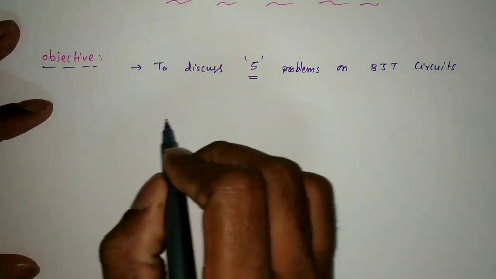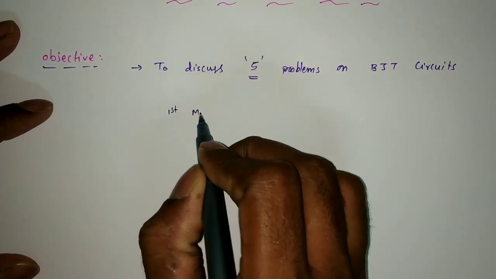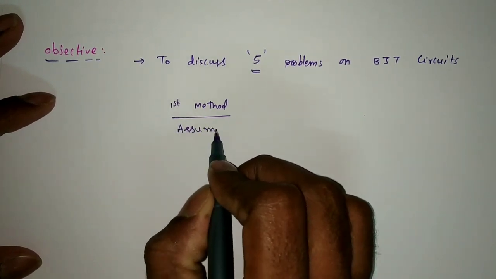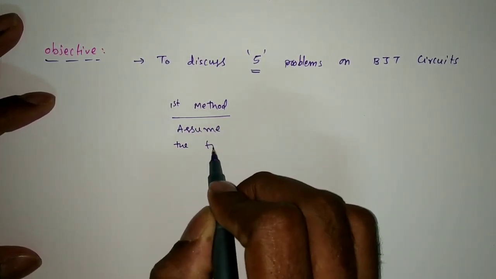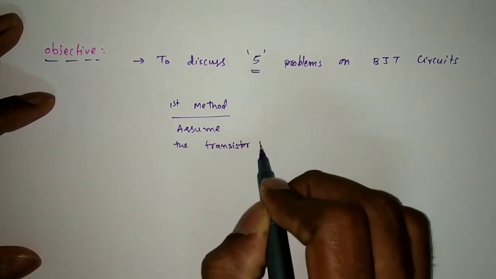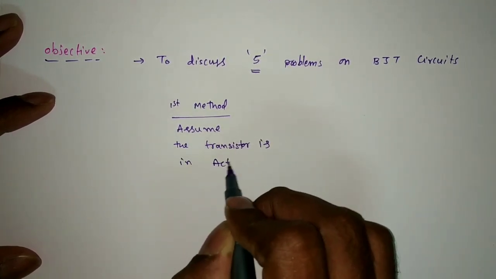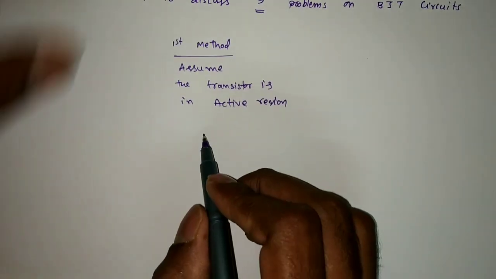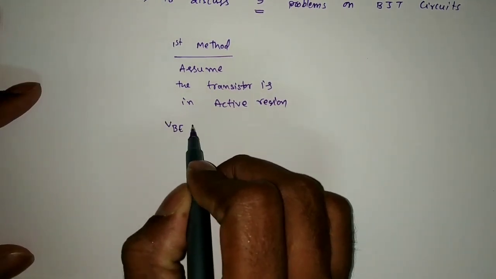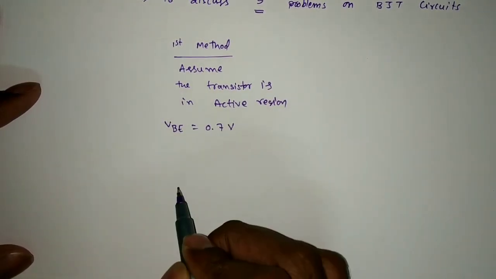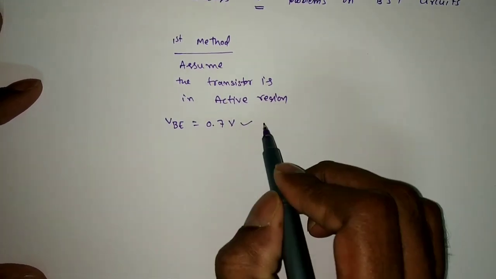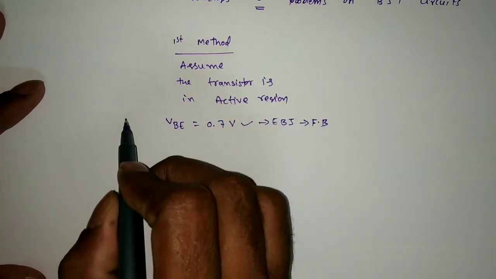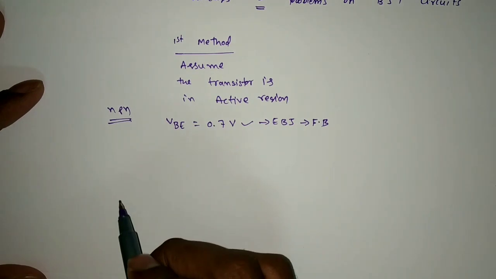In the first method or procedure, I will assume the transistor is in active mode or active region. When I assume the transistor is in the active region, what are the conditions? VBE will be 0.7 volt. If this is satisfied, that means the emitter base junction is forward bias, and remember this is for an NPN transistor.